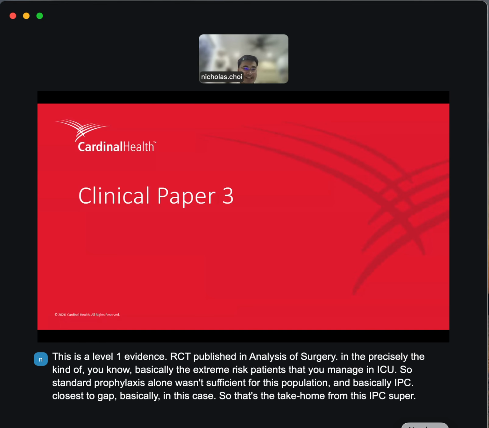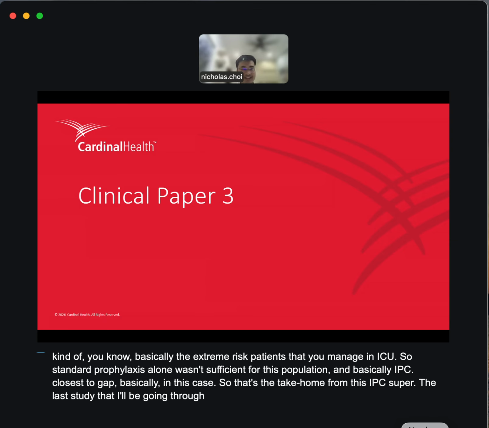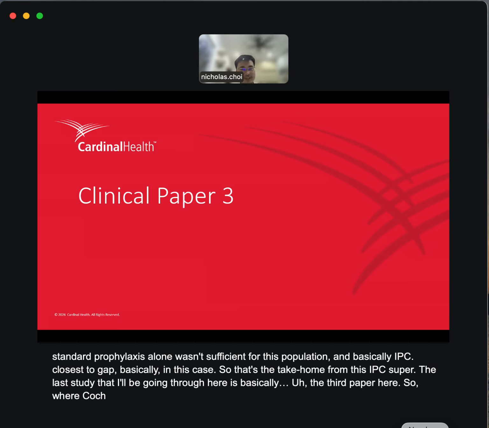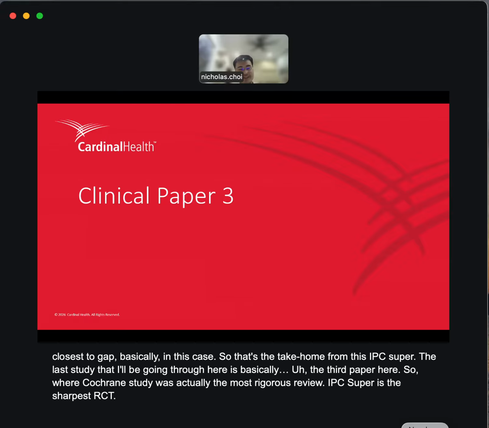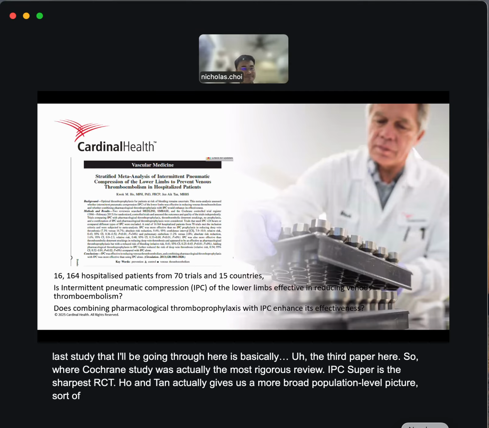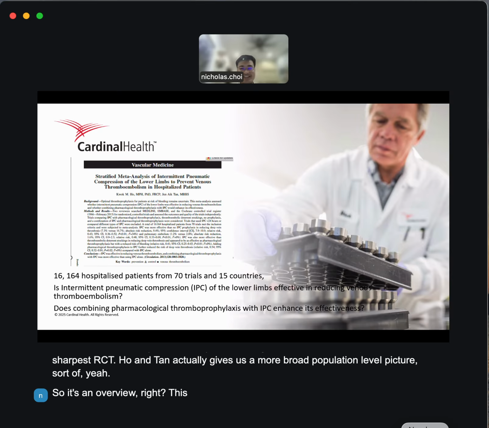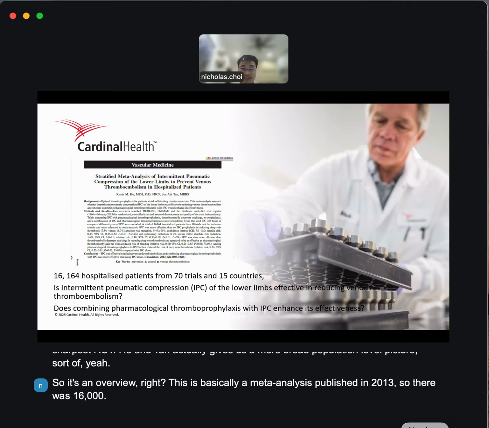The last study that I'll be going through here is the third paper. Where the Cochrane study was the most rigorous review and the IPC study is the sharpest RCT, Ho and Tan gives us a broader population level picture, sort of. So it's an overview. This is a meta-analysis published in 2013. There were 16,164 patients, 70 trials and 15 countries.